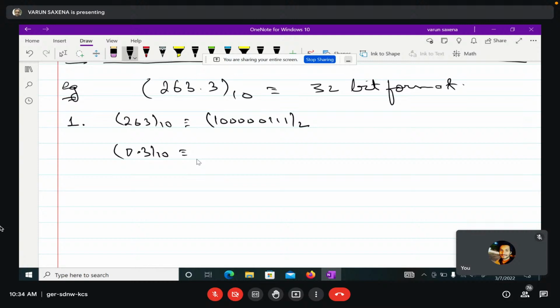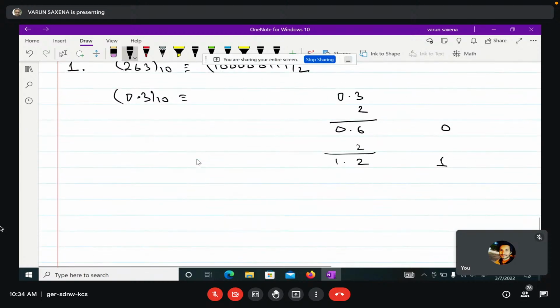So this is 0.3. If you multiply it by 2, you get 0.6. So it's 0, it comes in. Then you again multiply it by 2, so it becomes 1.2. So this 1 comes here, right? Then you pick 0.2 from here, you multiply it by 2, so you get 0.4. So you get a 0 here.